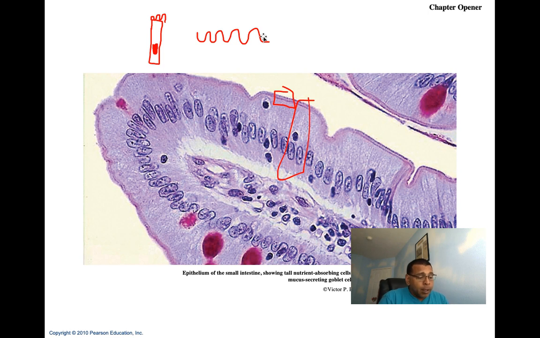Now you can have either this microvilli. Microvilli are going to be finger-like extensions of the plasma membrane. They increase the surface area in epithelia that absorb and secrete substances. Microvilli, we said, is so dense that the cell apices have this fuzzy appearance you can see here, and we refer to it as brush border.